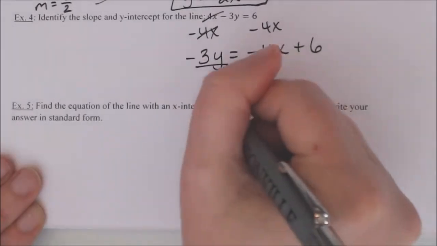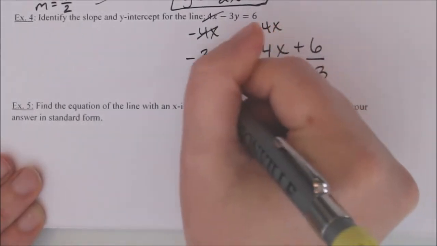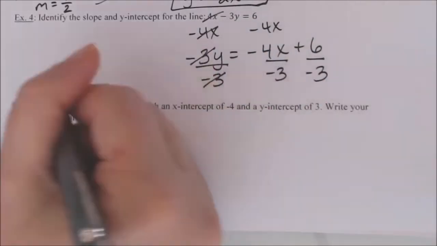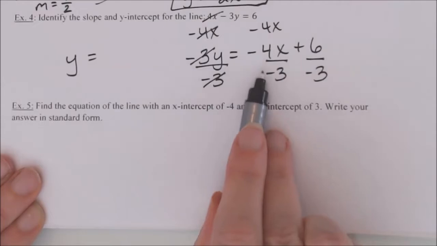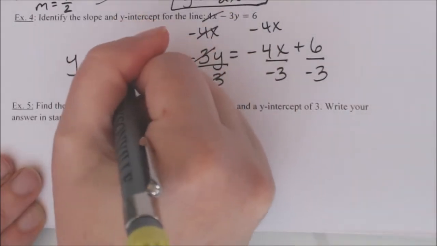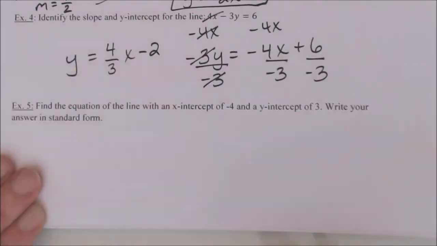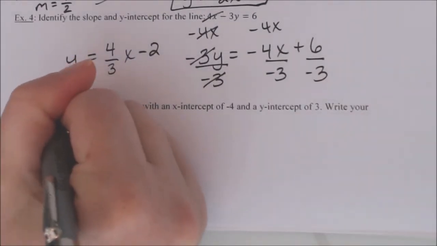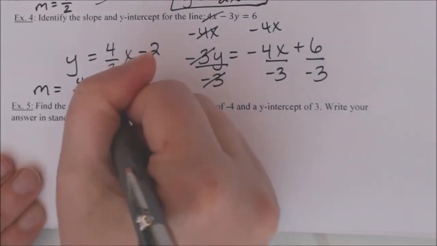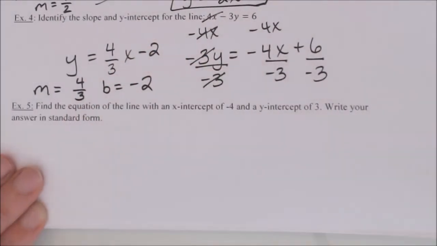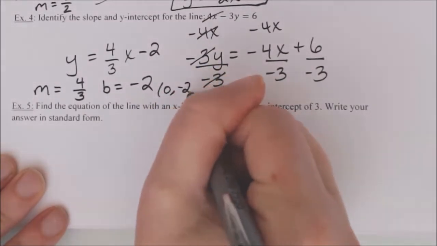And then we're going to divide by negative 3. Everything gets divided. So then I have, let me write it over here, I have the equation y equals negative divided by negative 4/3 x and then minus 2. So the slope would be what? 4/3. The y-intercept is the b value, so that would be negative 2. Okay, and as an ordered pair, if they wanted me to write it that way, I'd write 0, negative 2.